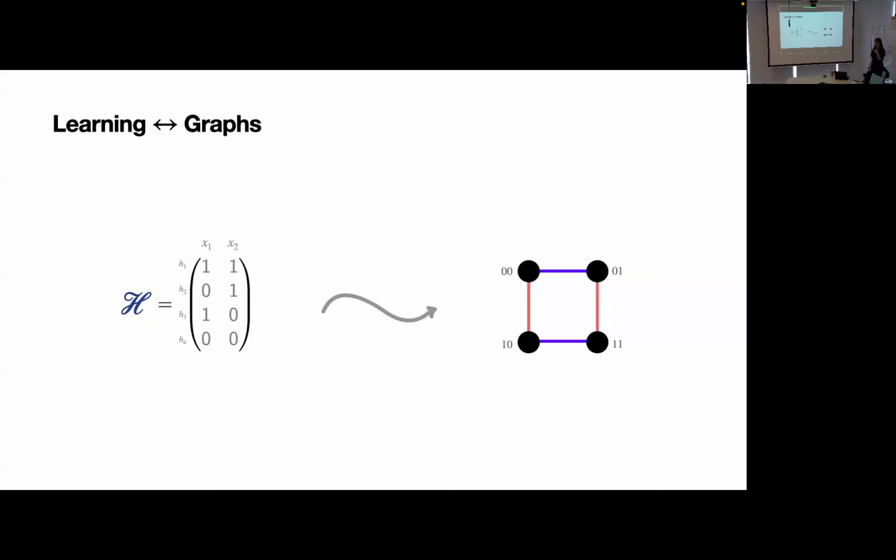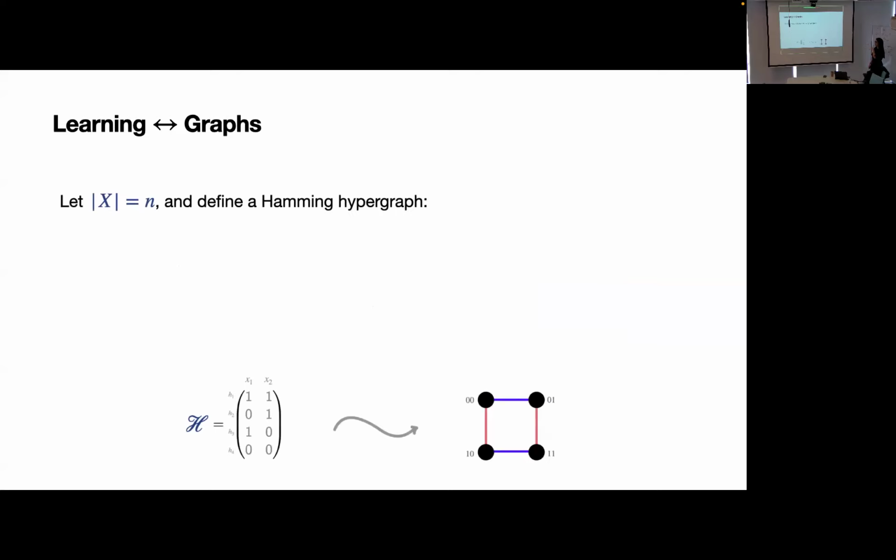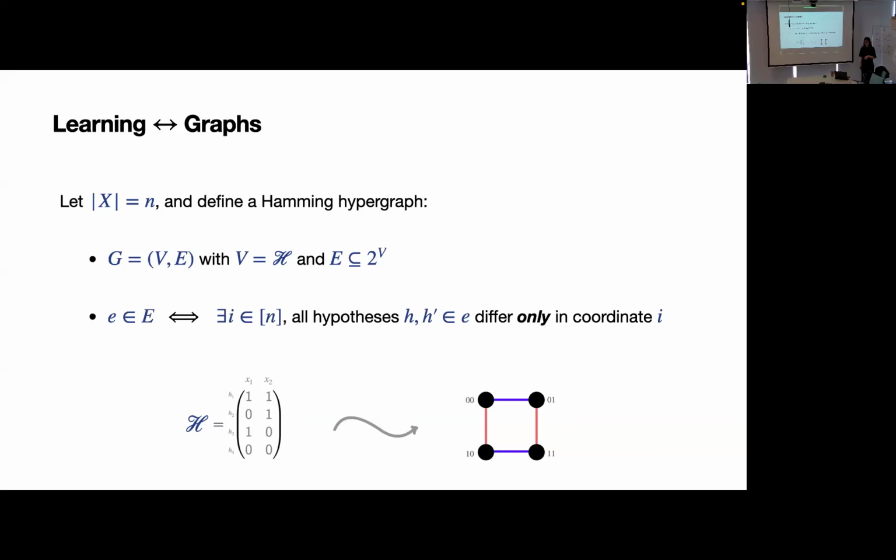Let me define a more general notion. We want to generalize this idea. We define what we call a Hamming hypergraph, also known as the one-inclusion graph. Let's say that we have exactly n data points. It's finite. We have n columns in our matrix. The nodes of the hypergraph would be the vectors, the hypotheses in my class, and the hyperedges are as follows. For each hyperedge, I have a coordinate i between 1 and n, such that all hypotheses in the hyperedge differ only in that coordinate. They agree on all other coordinates and differ in the i-th coordinate.